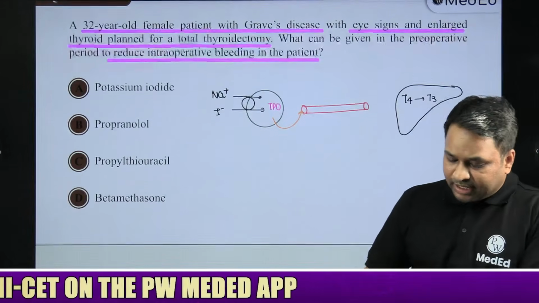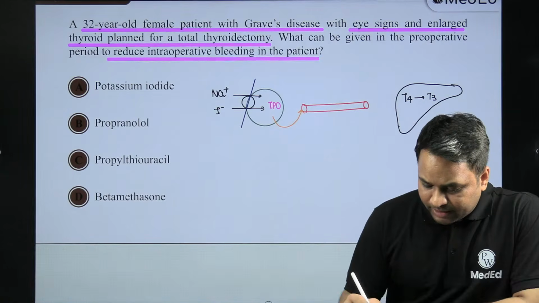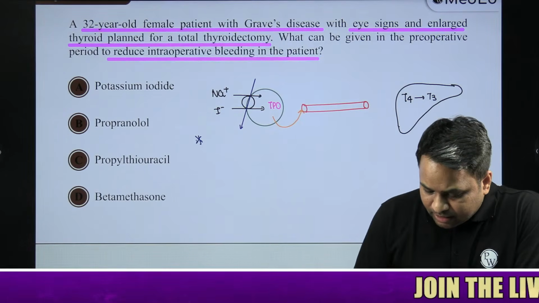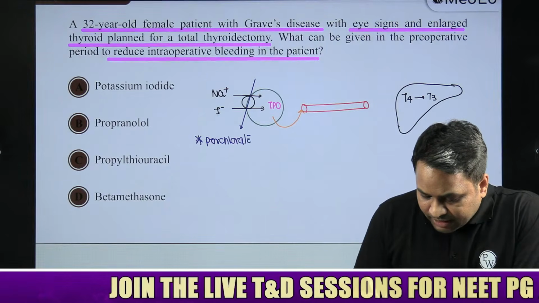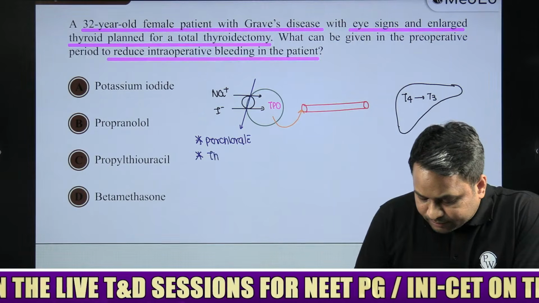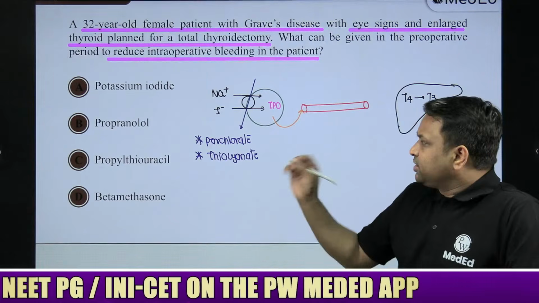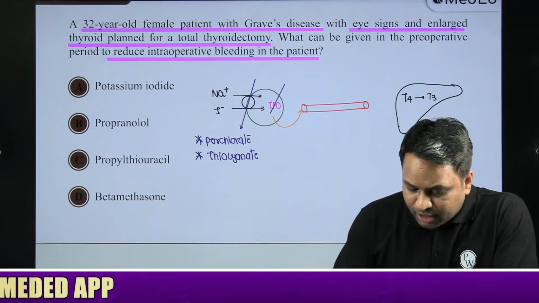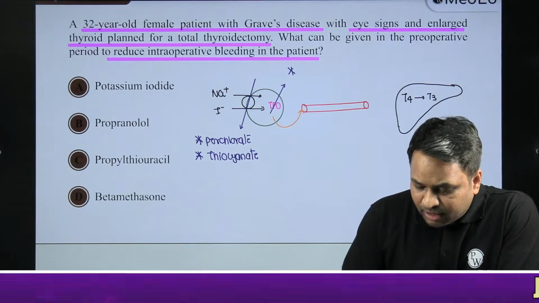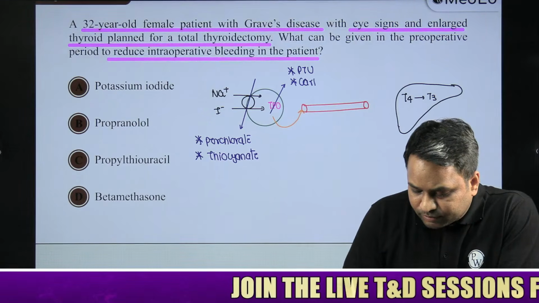So when you talk about the antithyroid drugs, the first one is a sodium iodine symporter blocker. These are your perchlorate and thiocyanate. Both of them are extremely toxic, and they're withdrawn out of the market. Then there are drugs which inhibit the thyroperoxidase enzyme. Drugs that inhibit the thyroperoxidase enzyme are your propylthiouracil and carbimazole.